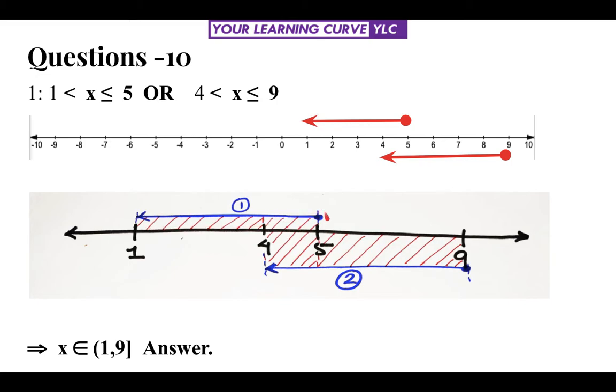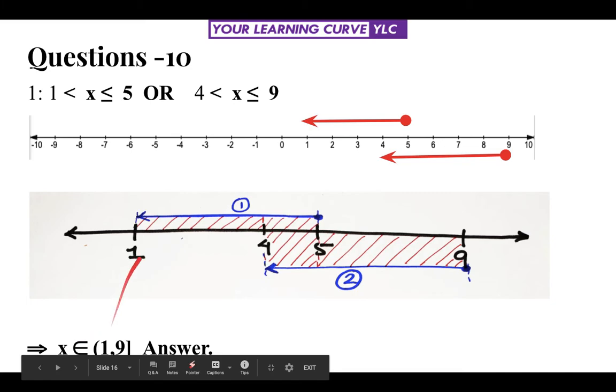1 to 5 first inequality, 4 to 9 second inequality. From 1 to 4 the first inequality is satisfied, 4 to 5 both are satisfied, and 5 to 9 the second inequality is satisfied. So we see that from 1 to 9 the entire interval is satisfying either one of these two or both the inequalities. So our answer will be 1 to 9.